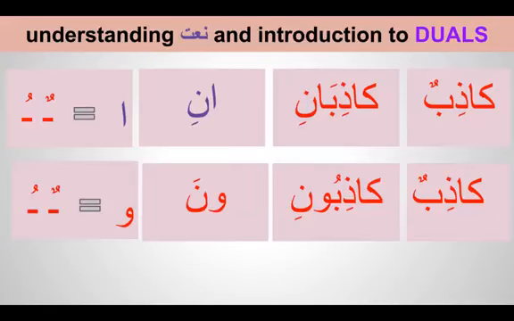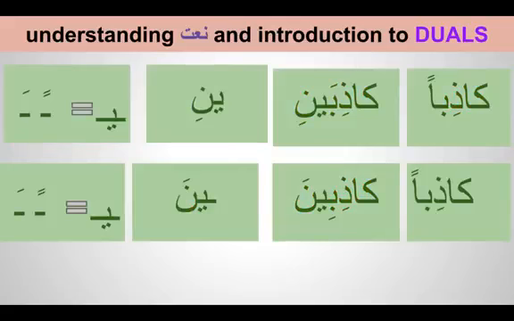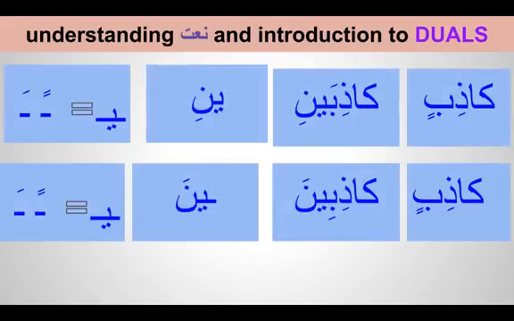Another noun. See, kadhibun is liar. Two liars, kadhibani, and alif and noon is added. Kadhibun for plural form is kadhibuna. How do we say mansoob? Kadhibaini, and plural form kadhibina. Aini and ina. So for majroor, again kadhibaini, and plural form kadhibina.